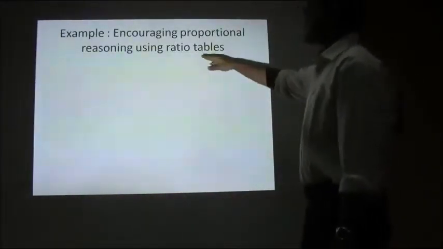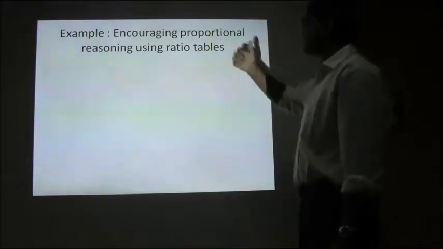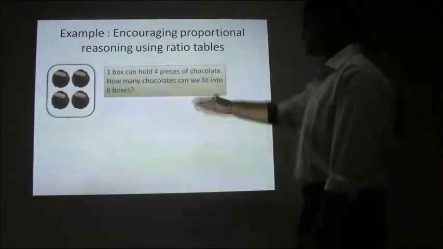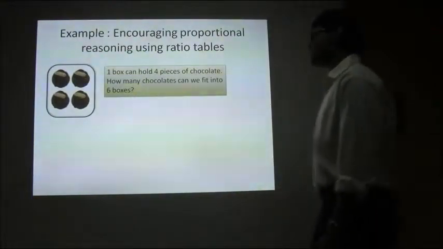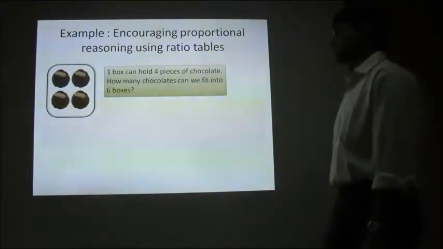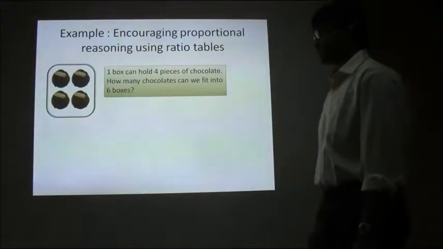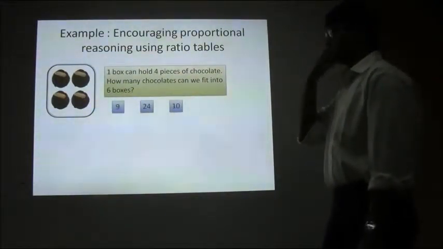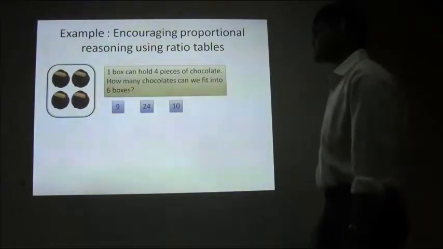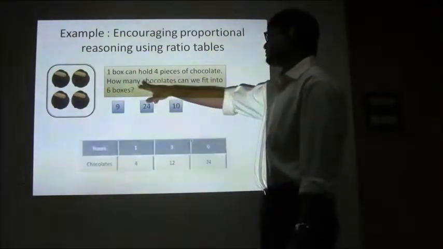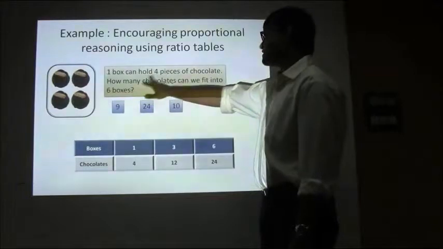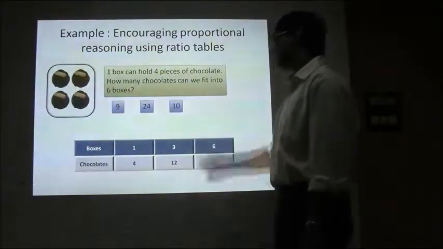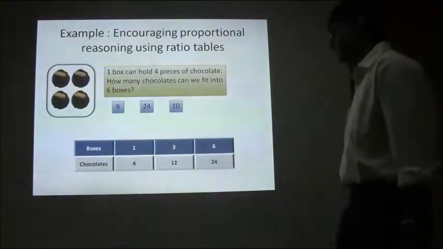Let us look at an example where we are encouraging proportional reasoning by using ratio tables. Suppose I have a question like this. One box can hold 4 pieces of chocolate. How many chocolates can we fit into 6 boxes? Now, if students are using additive reasoning here, what they would do is that if one box holds 4 pieces, 6 boxes would hold 4 plus 5, 9 pieces, or 4 plus 6, 10 pieces.